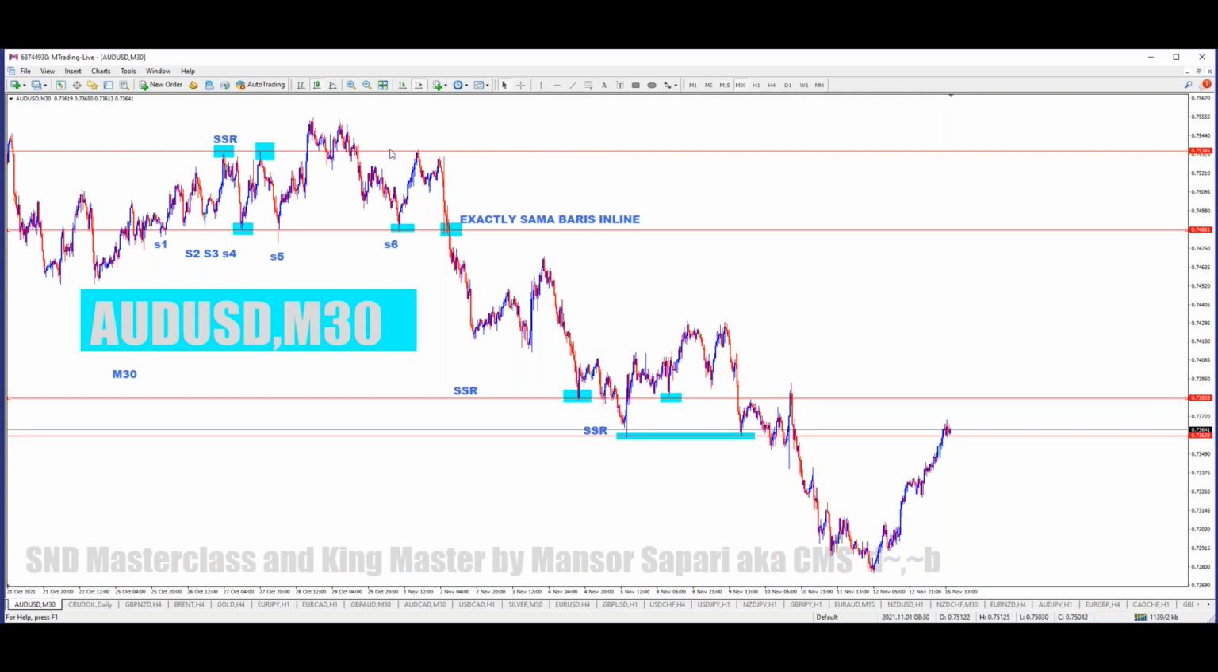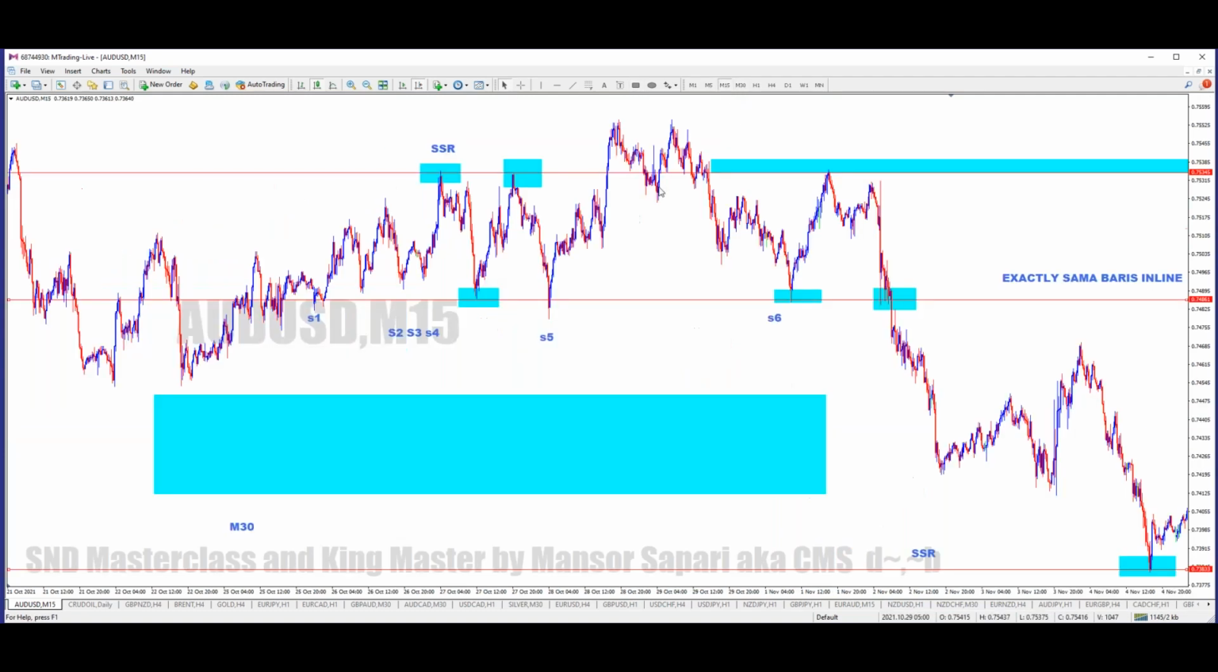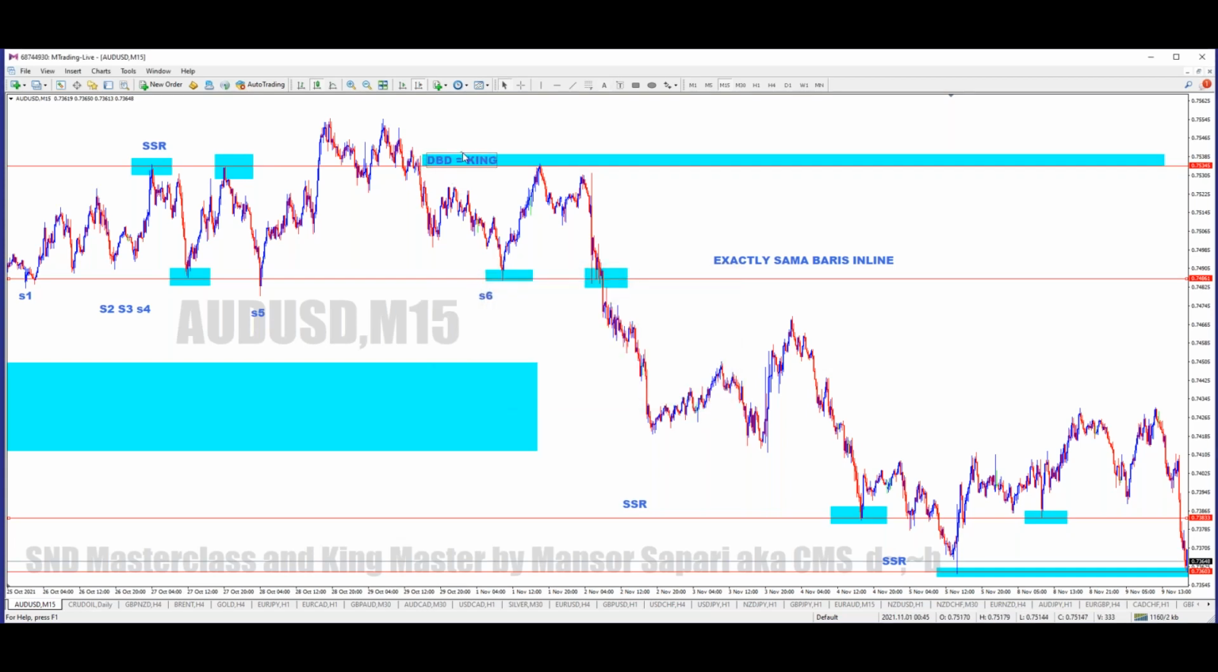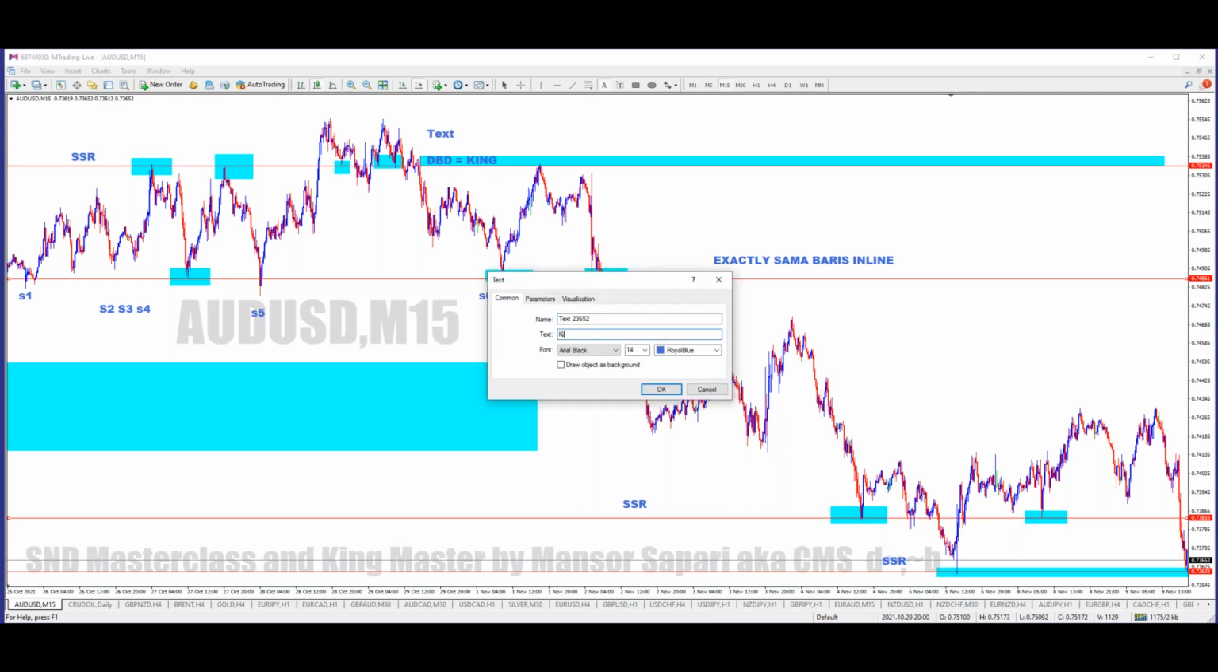Okay, now this SSR, if you combine with SND like this, you have a king over here. Do you know what is a king? King is a drop base drop. Drop base drop is equal king. But the drop base drop must be in line with significant support. If you can see here, you have resistance, you have resistance, you have support here, exactly in line, right? Yes, the king is the supply zone that breaks all these SSR. King is equal, let's suppose, drop base drop that breaks SSR.